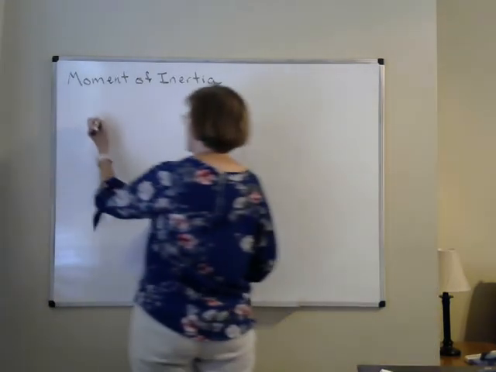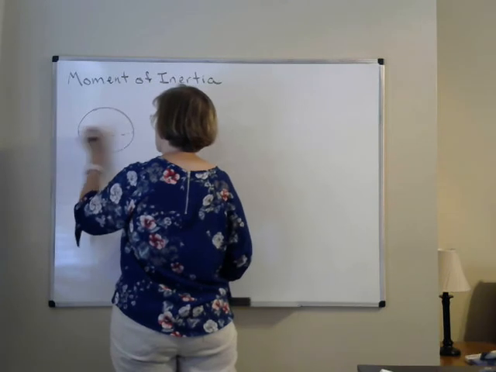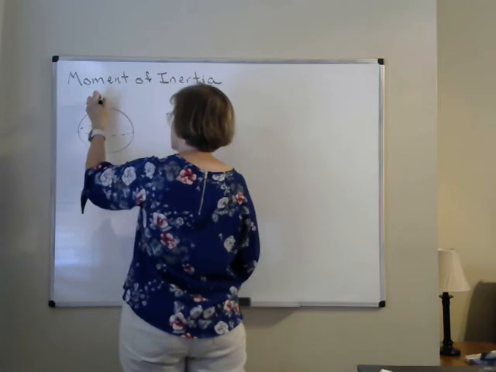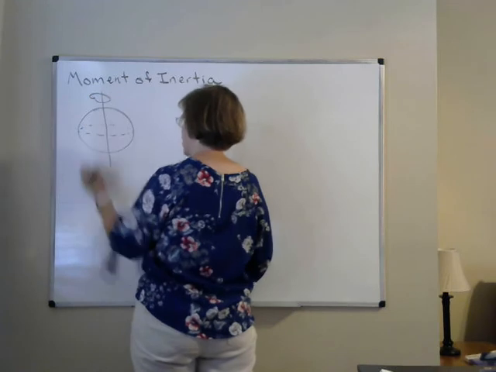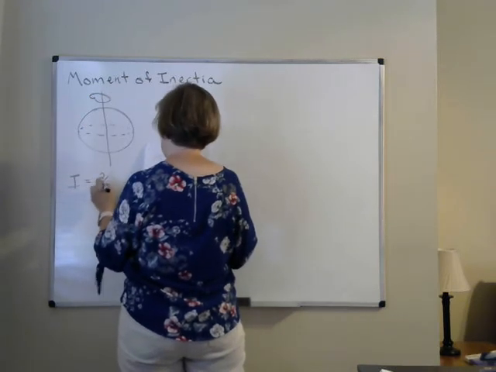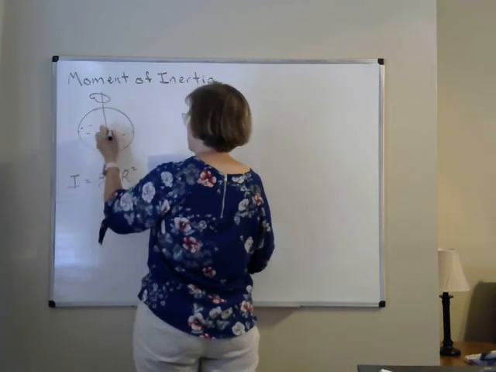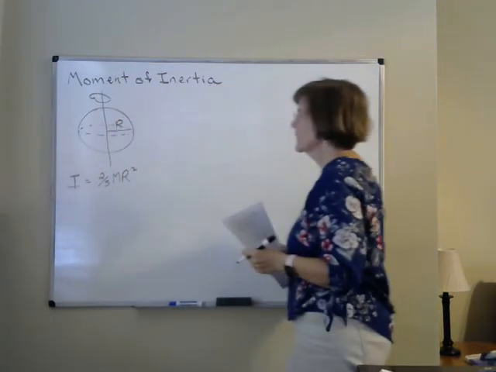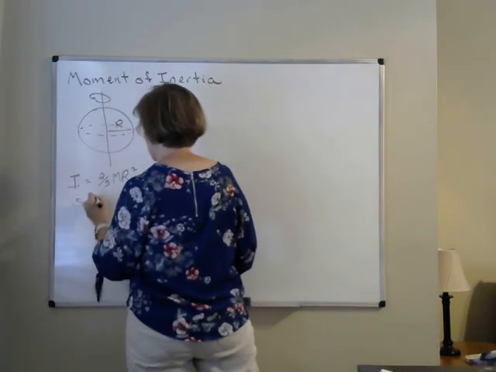One is for a solid sphere. If you have a solid sphere, and it is revolving around an axis through the center, so we're talking about put an axis right through its center that it's going to spin around, its moment of inertia is 2/5 mr squared. R is obviously the radius of the sphere. That's a solid sphere.